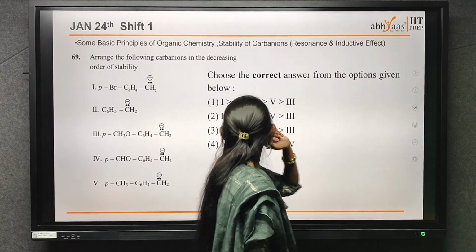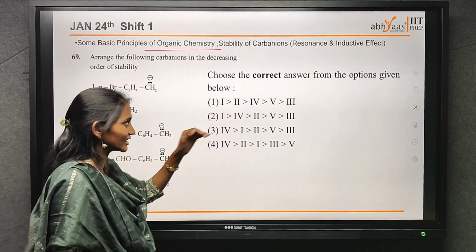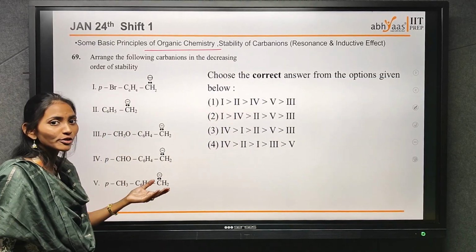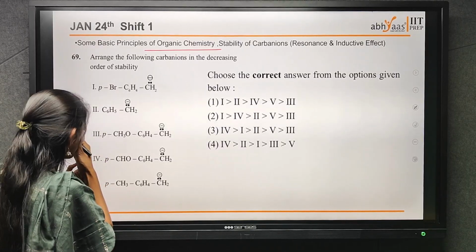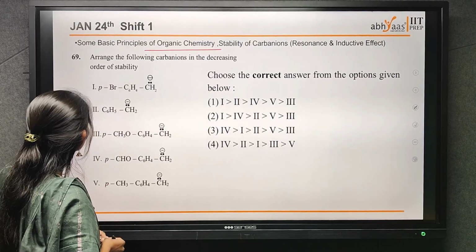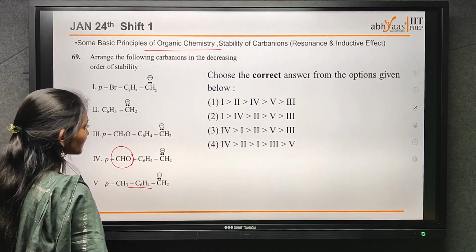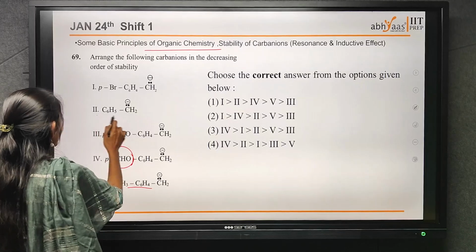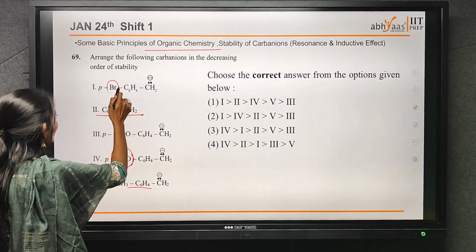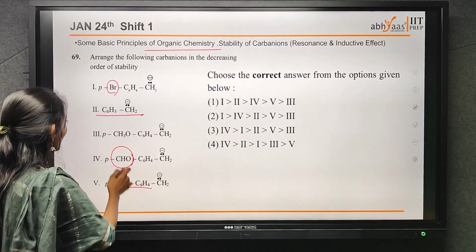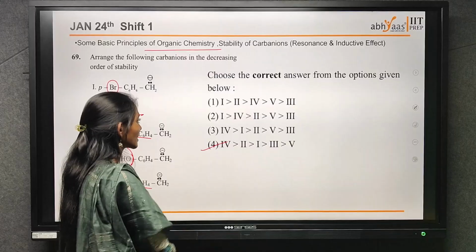Moving on to the next one. This question is asked from organic chemistry, from resonance and inductive effect. Electron withdrawing groups have a minus effect. So here the correct answer from the options: the electron withdrawing group, the aldehyde, comes first. Then benzene, which is not that stable. Then bromine. After that methoxy. Then CH3. So option 4 is your answer.